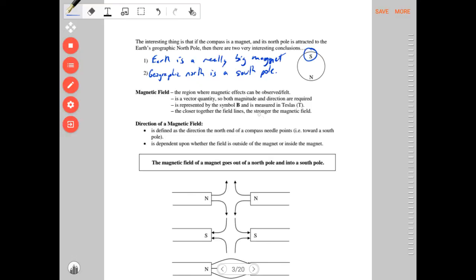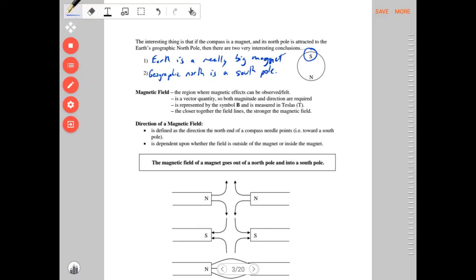This was similar with electric forces and fields, right? The closer the field lines or the bigger the arrows, the stronger the electric field. So it's the same way with magnetics. Just as with electric fields, magnetic fields have a direction, and it is defined as the direction the north end of a compass needle points, towards the south pole. Remember, for electrics, we dropped a small positive charge and saw which way it behaved. Here, we drop a tiny little compass and see which way the north pole of that compass spins.